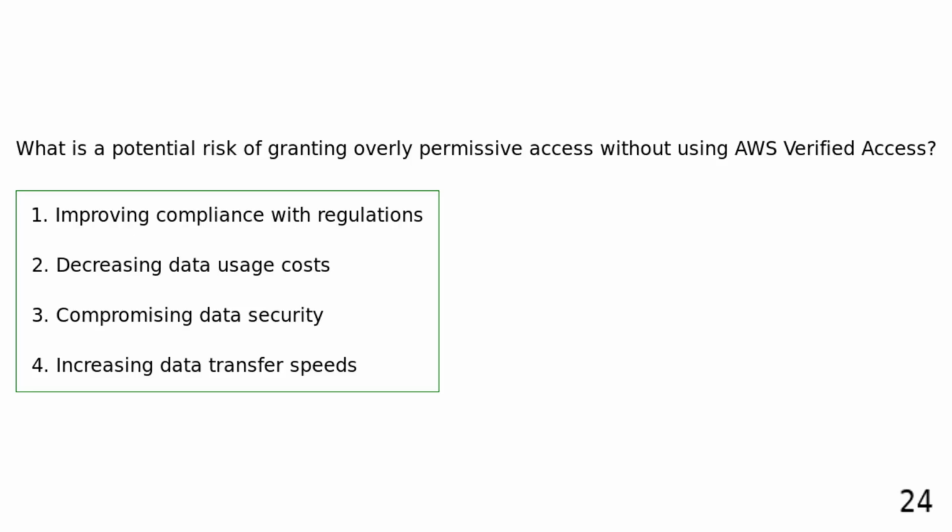What is a potential risk of granting overly permissive access without using AWS Verified Access? Improving compliance with regulations. Decreasing data usage costs. Compromising data security. Increasing data transfer speeds.